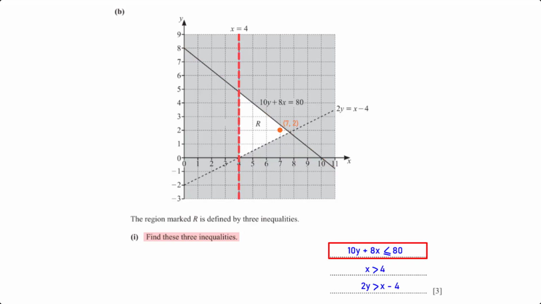Region R is above or to the right of this line, so we can define this region as x is greater than 4. The boundary is a broken line, so we do not attach an equal sign to the inequality symbol. Region R is above this line, so we can define this region as 2y is greater than x minus 4. The boundary is a broken line, so we do not attach an equal sign to the inequality symbol.